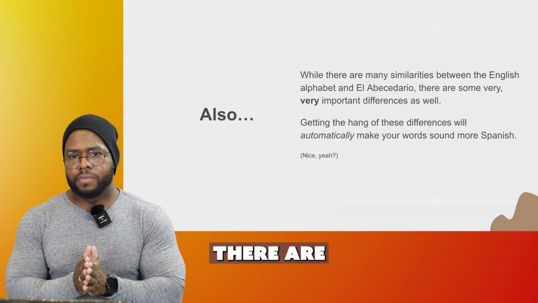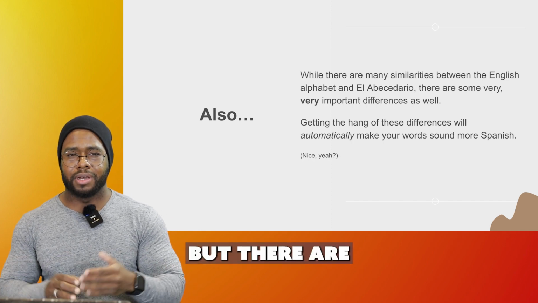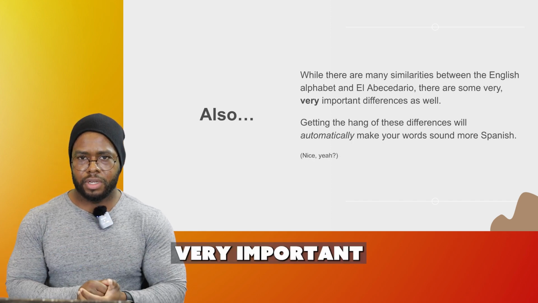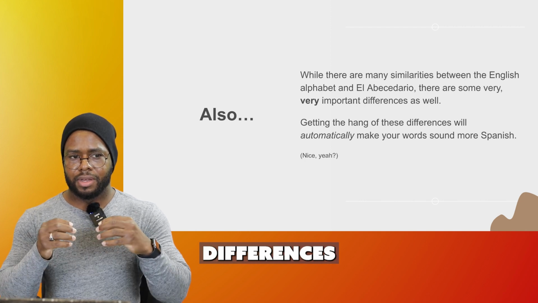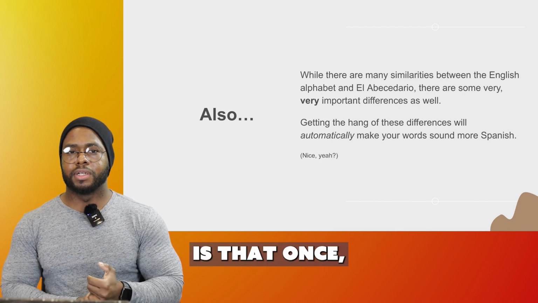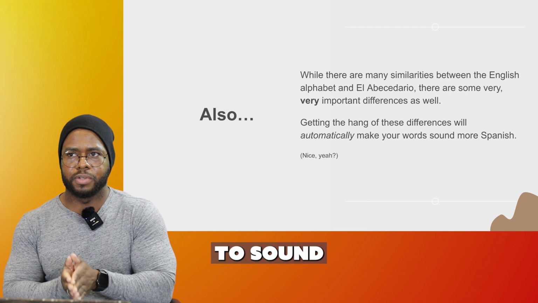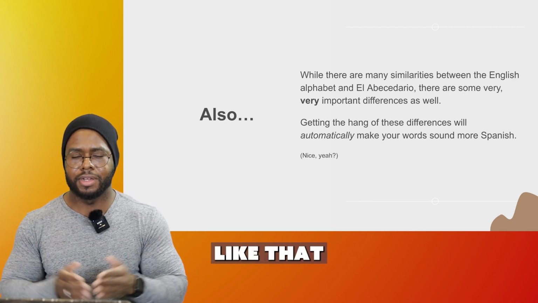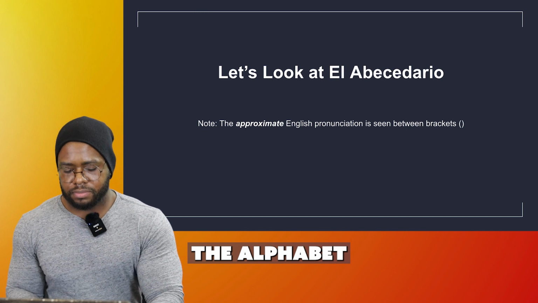And also, there are a lot of similarities between the English alphabet and the Spanish alphabet, but there are some very, very important differences. And these differences could actually make or break a pronunciation in Spanish. But the good thing is that once you get the hang of these differences, you're automatically going to sound more Spanishy, to put it like that, when you speak, right? So let's look at the alphabet.